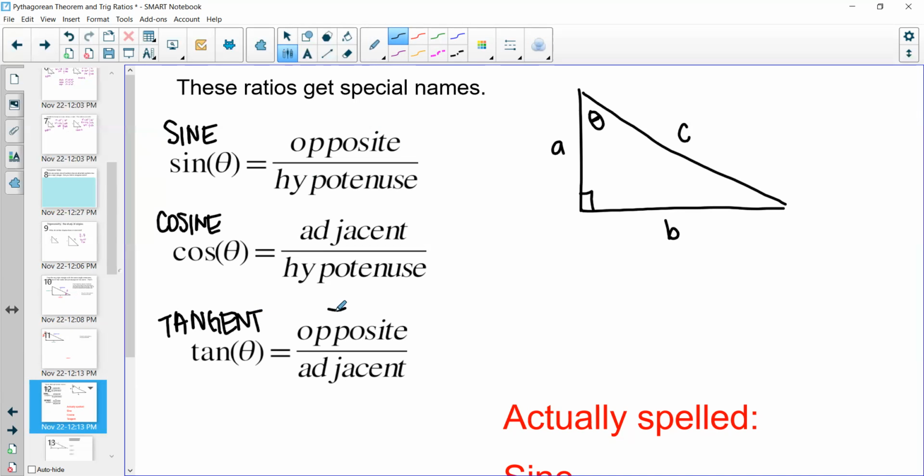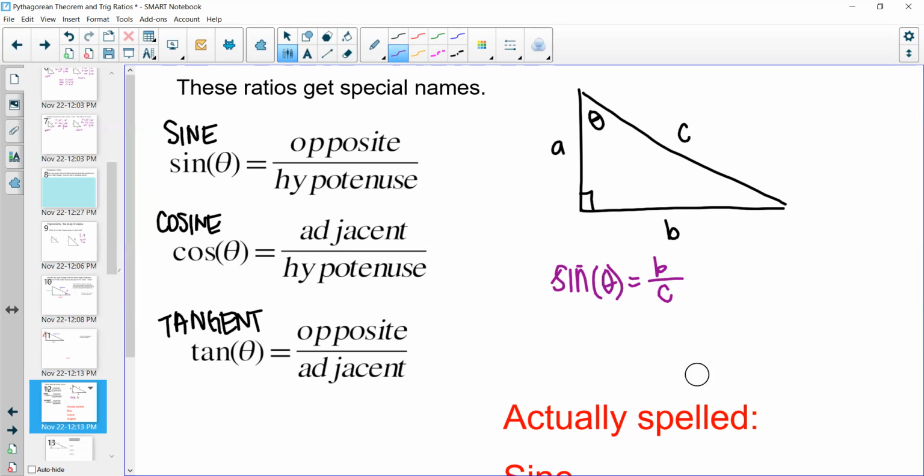Now with these three things, we are looking at the relationship between the sides and how they relate to the angle. So the sine ratio, or the sine of theta, is when we talk about the ratio between the side opposite and the hypotenuse. So in this case, when we're talking about the sine of theta, what we're referring to is the opposite of theta, which is B over C.